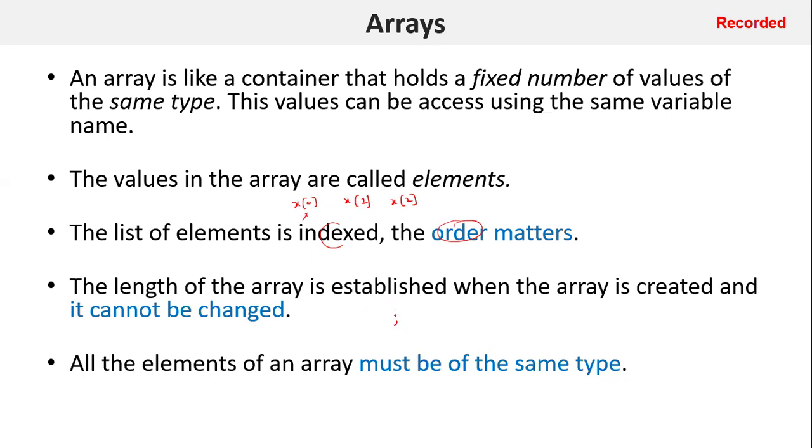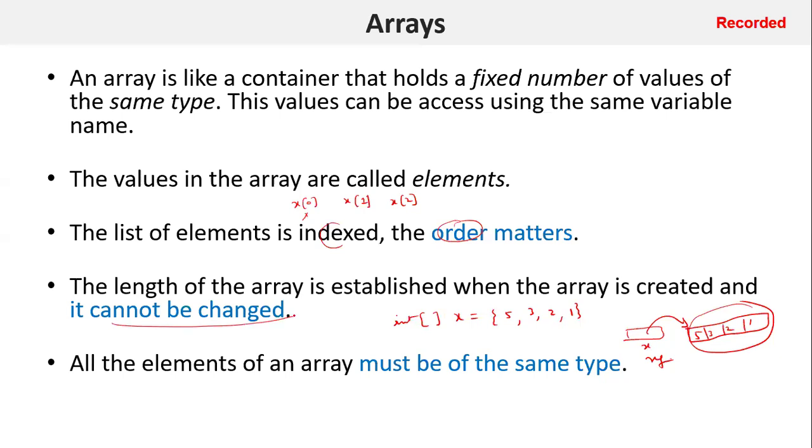What does that mean, sir? int array x equal to 5, 3, 2, 1, for example, the four integers. That means memory will be allocated for x, which is a reference. It will be referring to the four integers, which is going to be 16 bytes. So that means 5, 3, 2, 1. This size cannot be increased or decreased once you allocate. It cannot be changed. All elements must be of the same type.